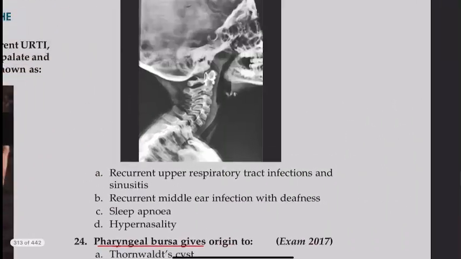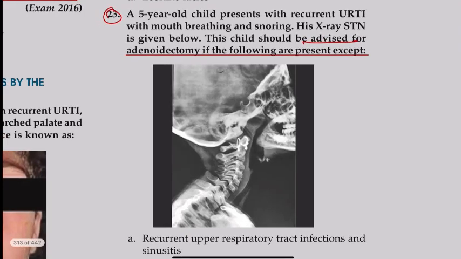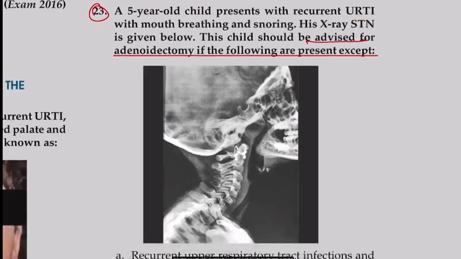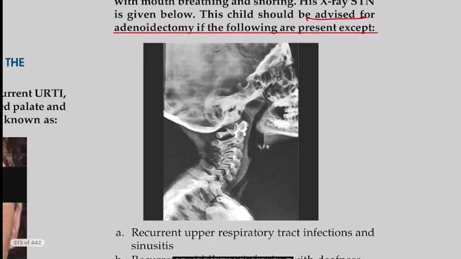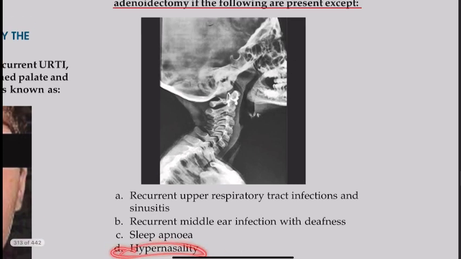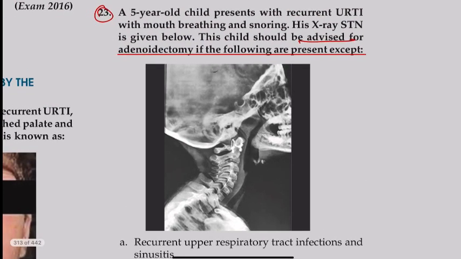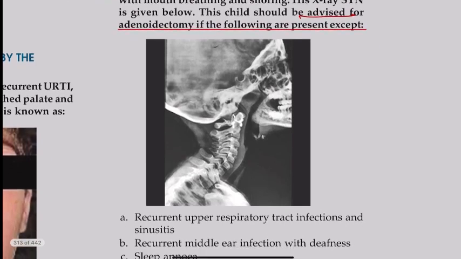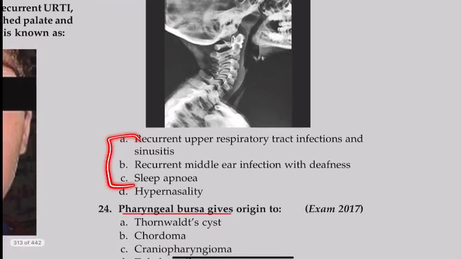Now moving to our next question. A 5-year-old child presents with recurrent URTI with mouth breathing, snoring, X-ray given below. The child will be advised for adenoidectomy if the following are present except: recurrent upper respiratory tract infection, yes we do. Recurrent middle ear infection, we do. Sleep apnea and hypernasality, right? So here hypernasality is what? In this case the child will be advised for adenoidectomy for all the cases, not for hypernasality.